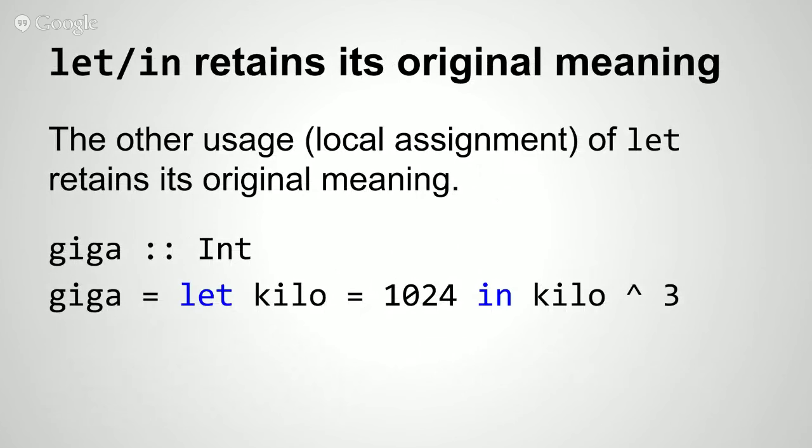The other usage of let, which is local assignment, retains its original meaning. So you can use let in compiled code. You just don't want to use let for declaration in compiled code. That's a GHCi specific thing. But here, where we're declaring giga to be kilo to the third, where kilo is 1024, that's fine. That has the same meaning.